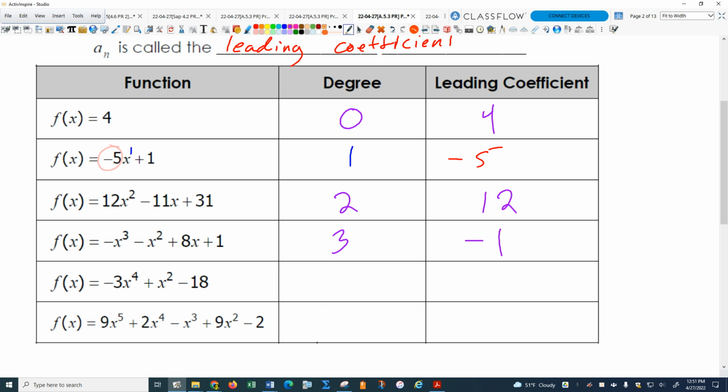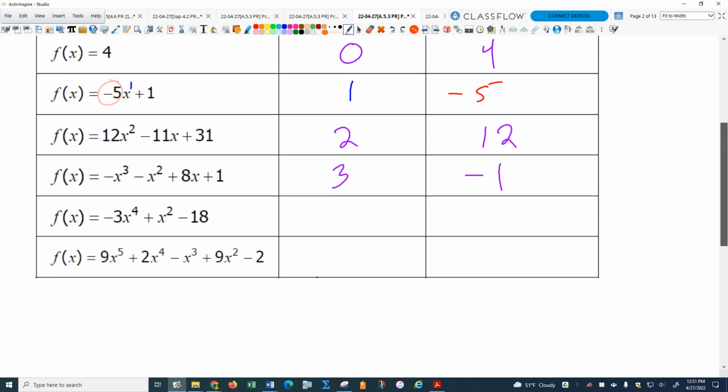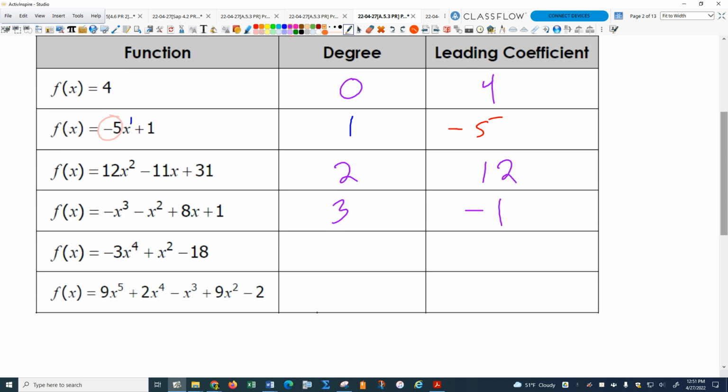Give me thumbs. How are we doing? Okay, let's try one more. Let's try this bottom one. What's the degree of this bottom one? 5. What's the leading coefficient? 9. Okay, we got it. Good stuff.